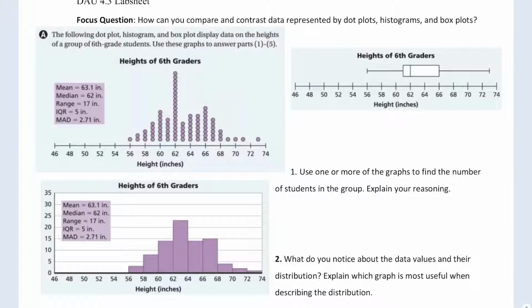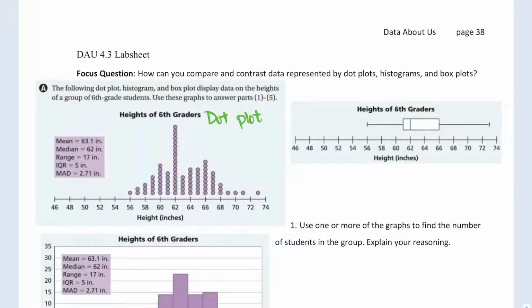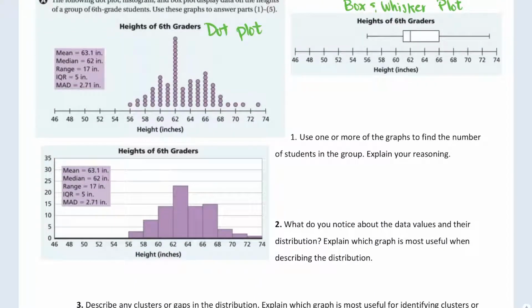So what I want us to do right now is we're going to label these. This graph right here with all the dots, hopefully you remember, is a dot plot. The graph over to the right with a box, hopefully you remember, is a box and whisker plot. And then the last graph, well, we just talked about it. This is what we call our histogram.